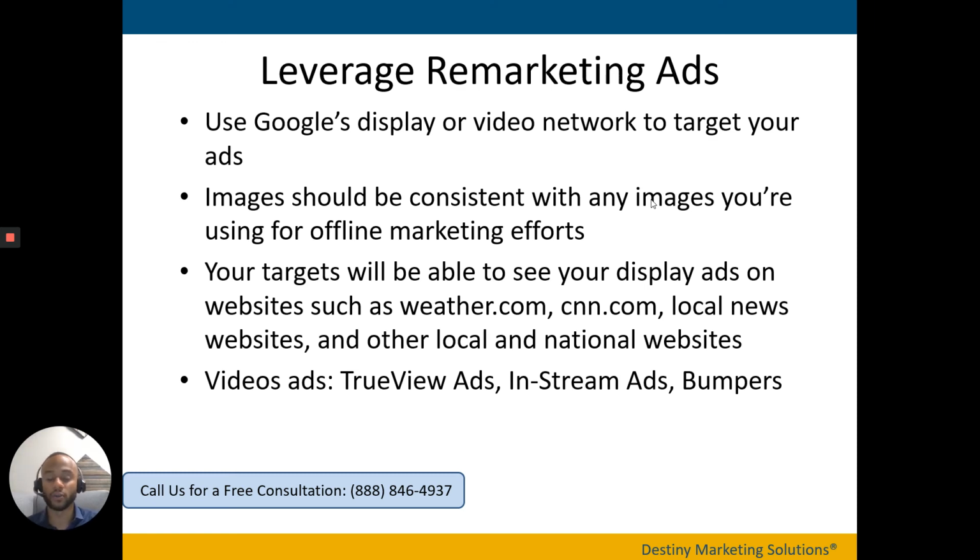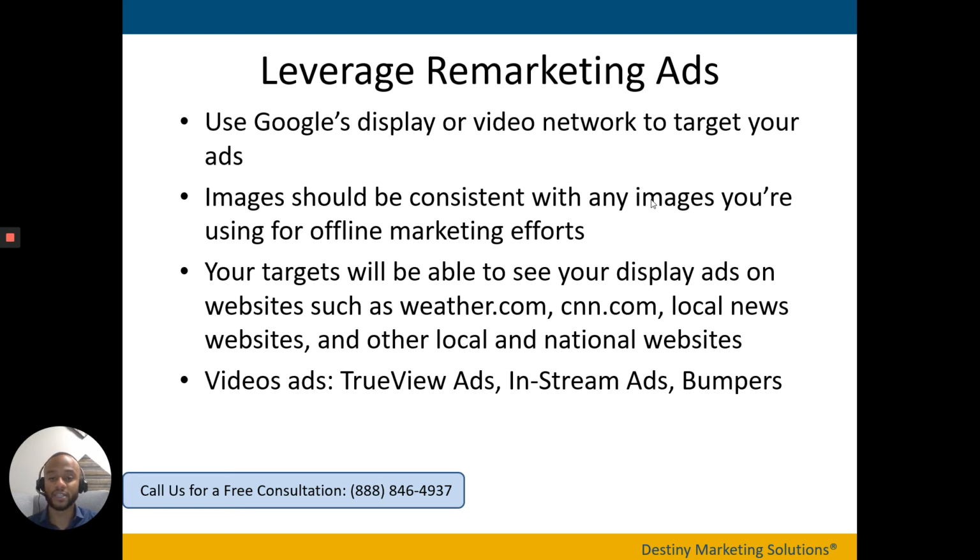So remarketing ads on Google come in 2 forms. Either you can do text, which I don't recommend. I recommend either using images or video. Images should be consistent with any images you're using for offline marketing efforts. So I've already mentioned that on the previous slide. Your ads will be targeted on sites such as weather.com, CNN.com, local news websites, and other local and national websites. So by using remarketing ads on the Google network, you can target a mix of local websites and national websites. So you can really set a good impression for your business.